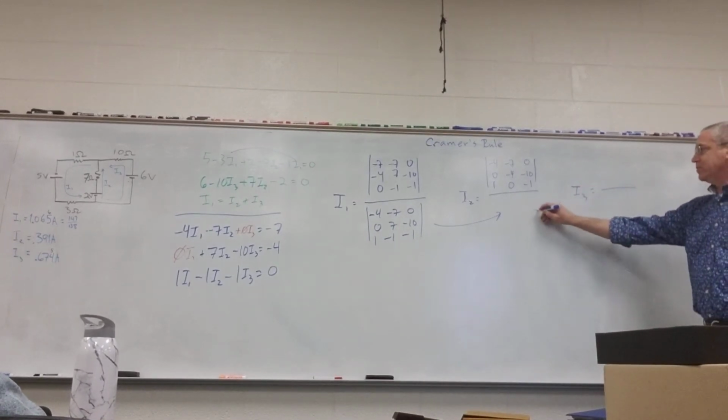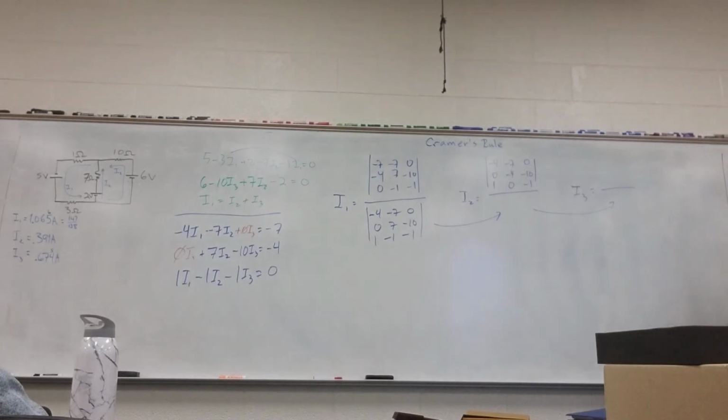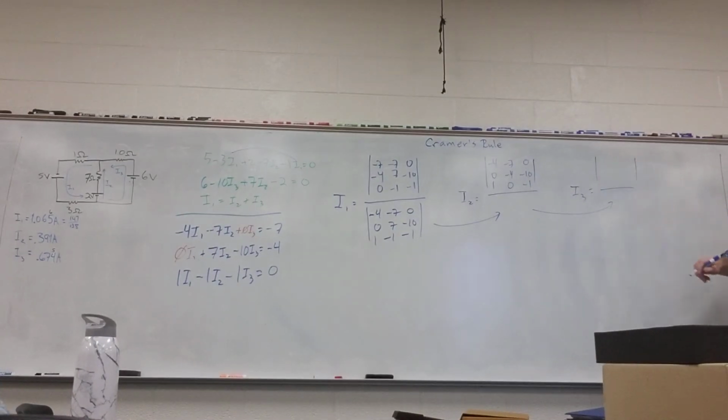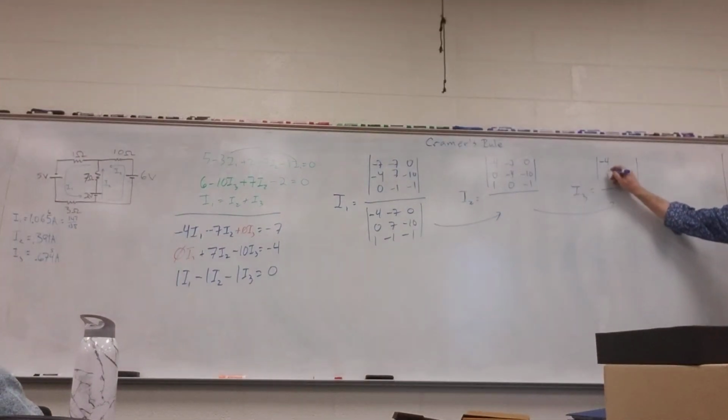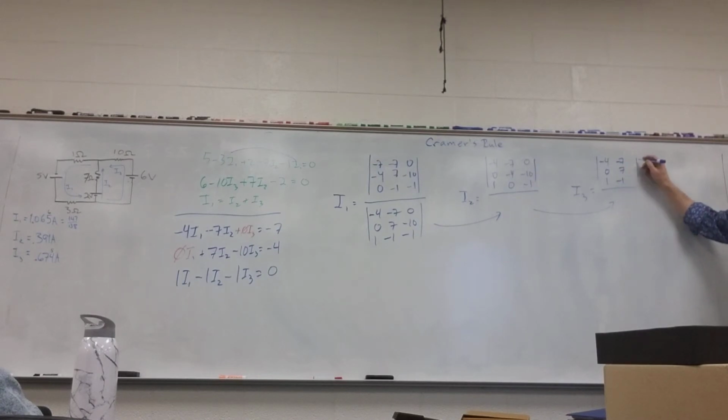I3, the denominator is, well, the same as it was the other two. What is the numerator? Okay, so -4, 0, 1, -7, 7, 1, -1, and then -7, -4, 0. Okay.